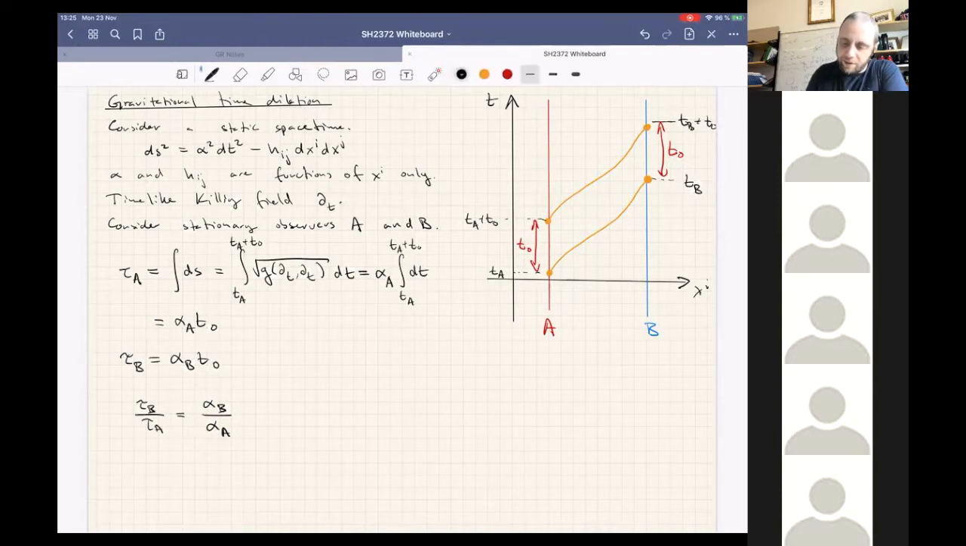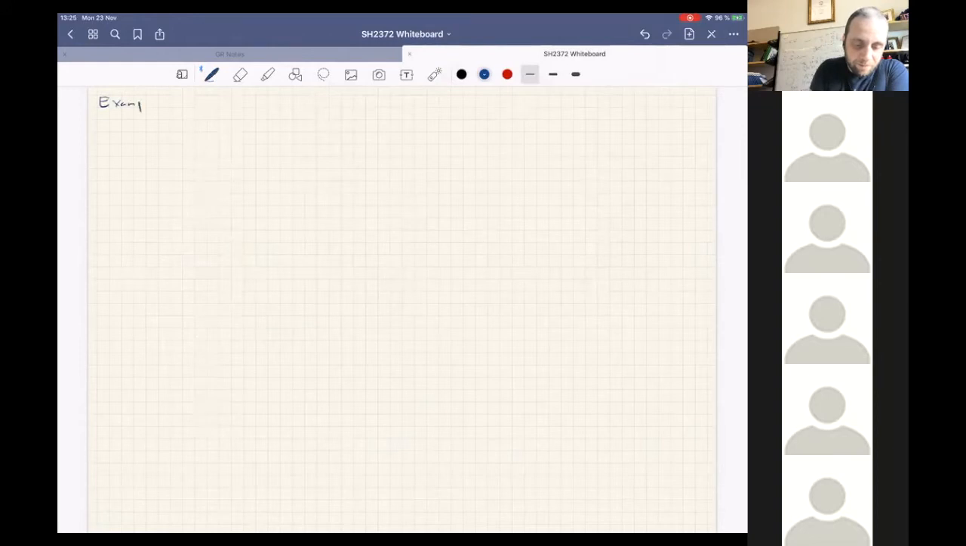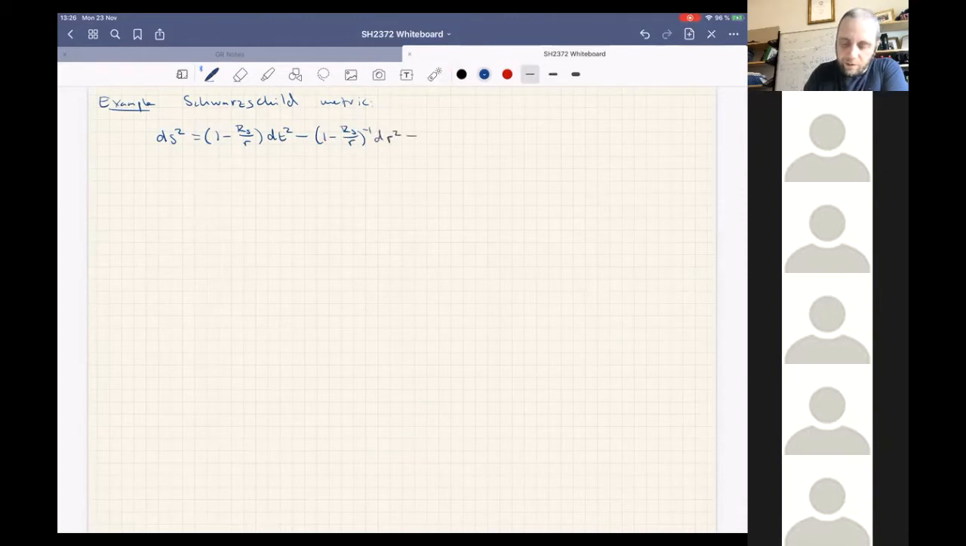So the prime example of this we find in the Schwarzschild metric. So for the Schwarzschild metric, we remember from last time that the Schwarzschild metric is 1 minus rs over r dt squared minus 1 minus rs over r to the power minus 1 dr squared minus r squared d omega squared. Now we have exactly a static spacetime here because this function 1 minus rs over r is exactly this alpha function that we had before.